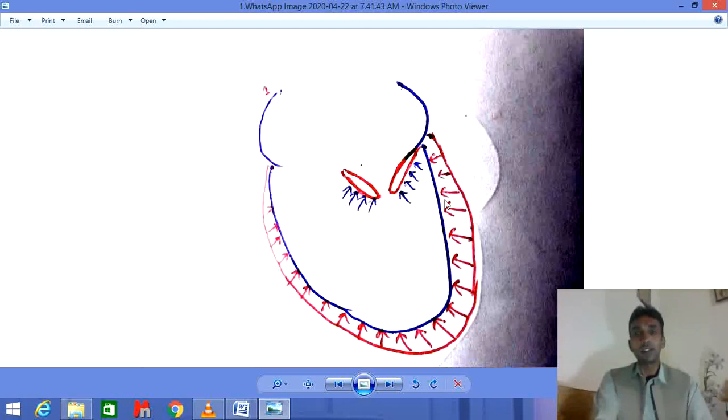This is heart. These are two ventricles. This is the bicuspid valve or mitral valve. First of all, the isometric contraction. Isometric contraction means isovolumetric contraction, in which the volume remains the same. Iso means same and volumetric means volume.